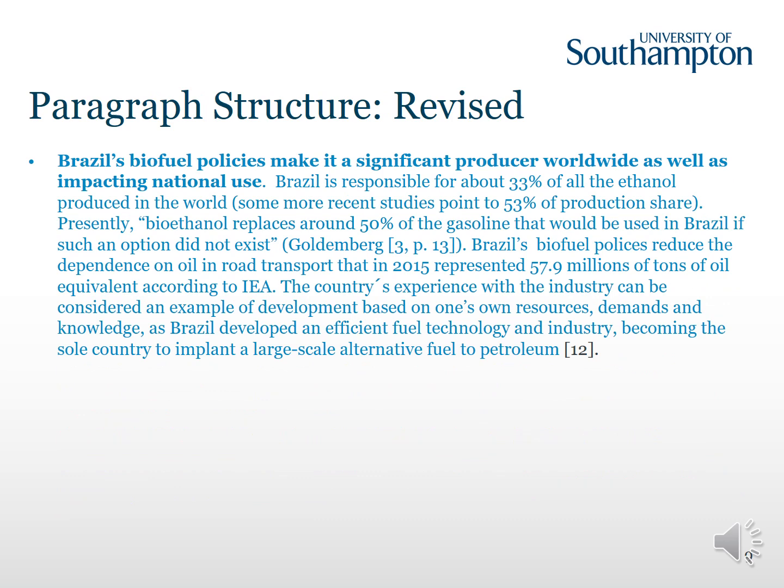Here it's been rewritten to say Brazil's biofuel policies make it a significant producer worldwide, as well as impacting national use. This is obviously just one possible topic sentence. You may have thought up your own. This has been written this way to take out the supporting detail. Those are moved into the sentences that come later. And also to combine the ideas of worldwide and national use. And this helps to provide some structure to the rest of the paragraph.